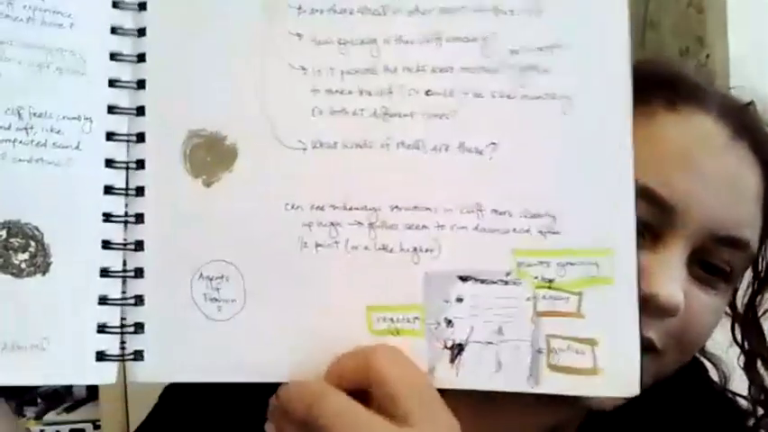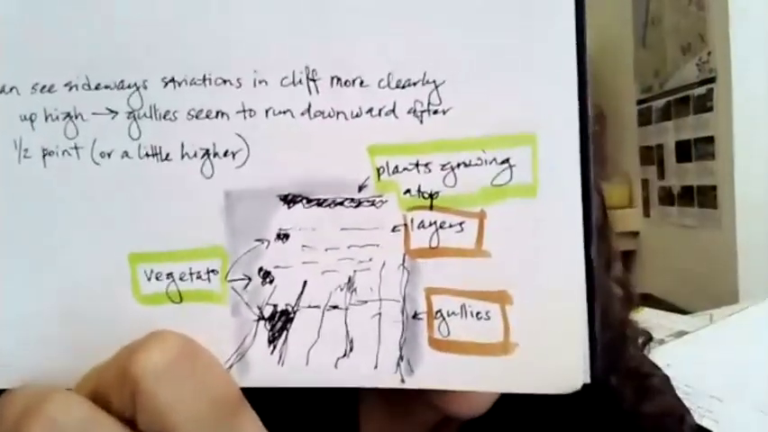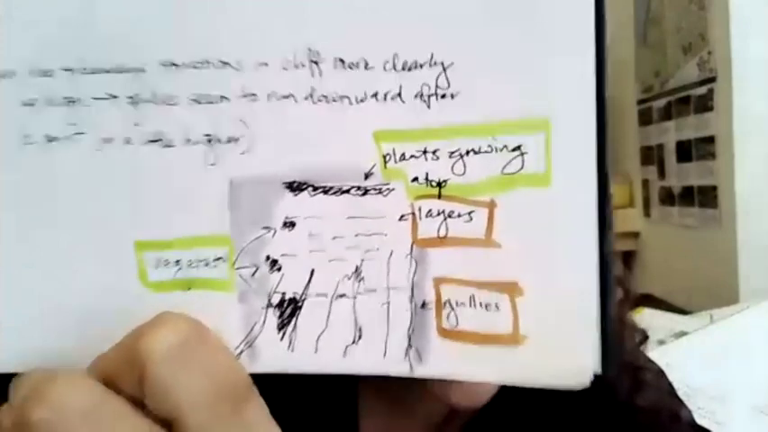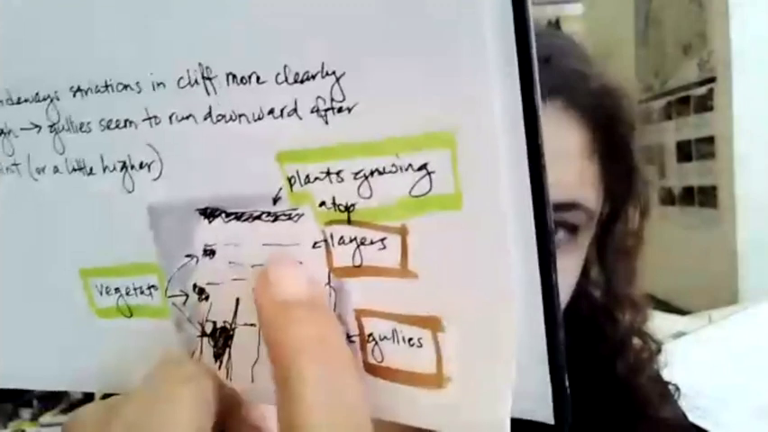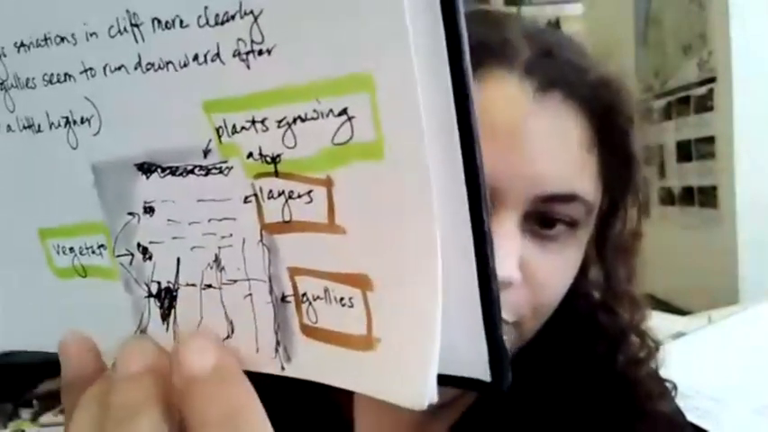So yay for rocks. I tried to draw what I was seeing here, a little inset there. I noticed that up at the top, I could clearly see the layers going side to side. But as I got lower, it became more about seeing the gullies. So yeah, I have questions. Oh, that is really fun. That is really, really fun.